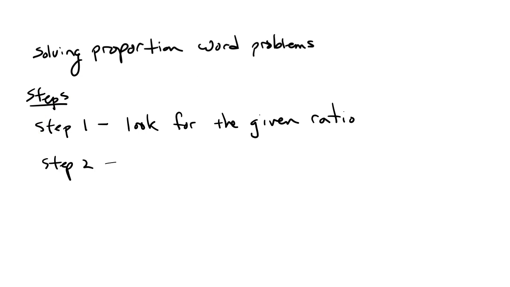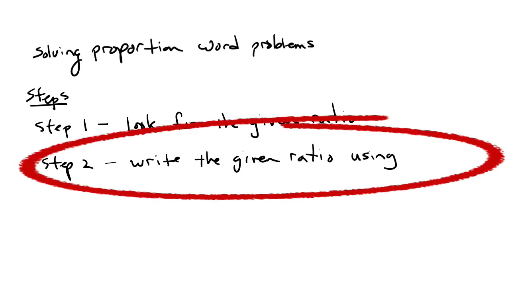Step 2, we write the given ratio using the units. Cans of peas per $1. So you're going to have cans and dollars. $4 for every euro. Dollars, euros. So you're going to be looking for and using the units when we write the ratio.